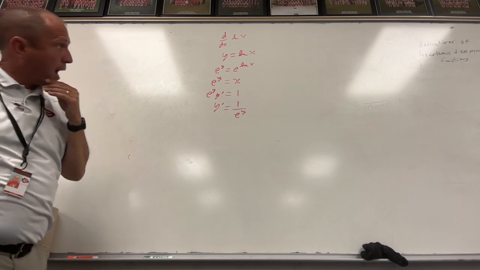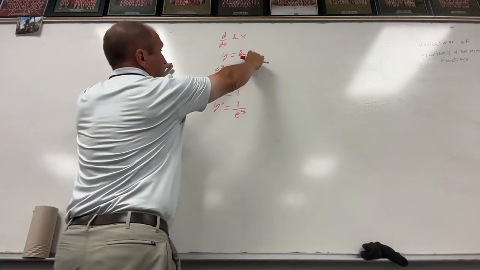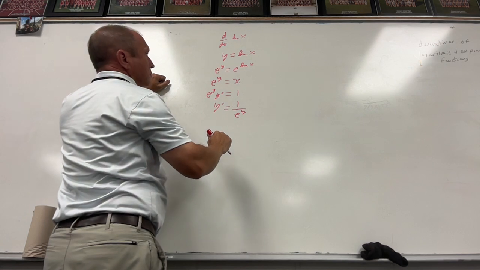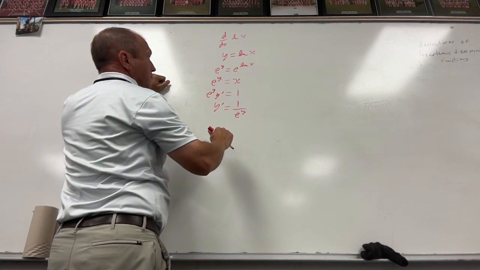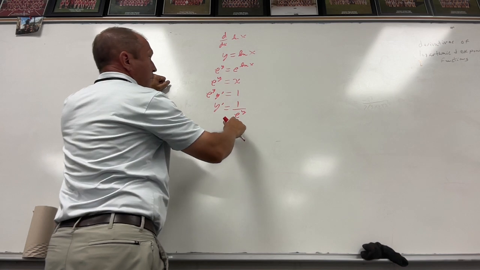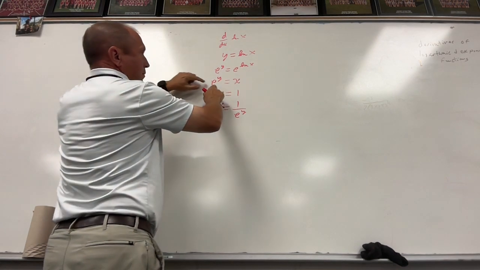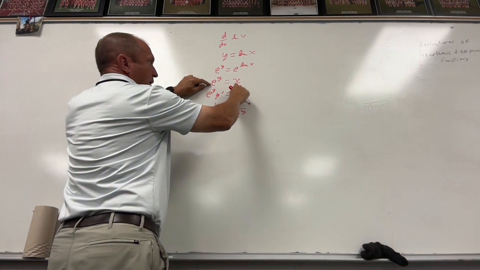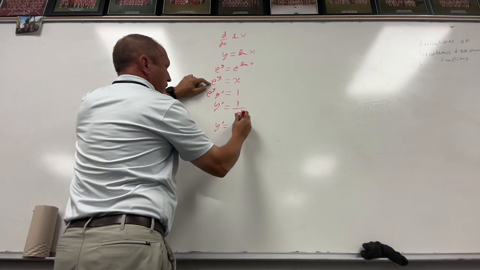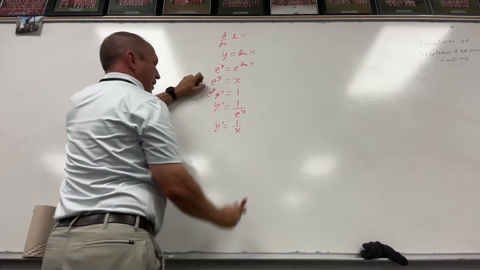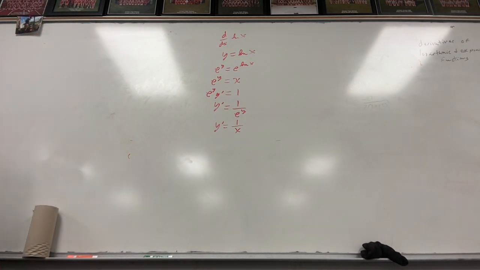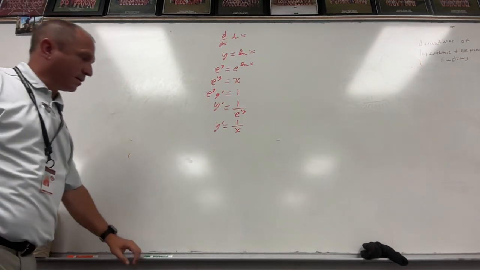Now, how are we given equations? We're given equations with respect to x, right? So what is e to the y? Well, we said right here that e to the y is x. So y prime is going to be 1 over x. That's pretty cool. Good deal.